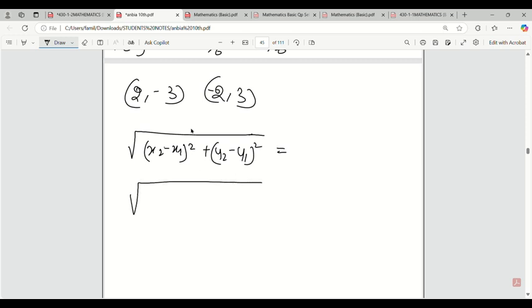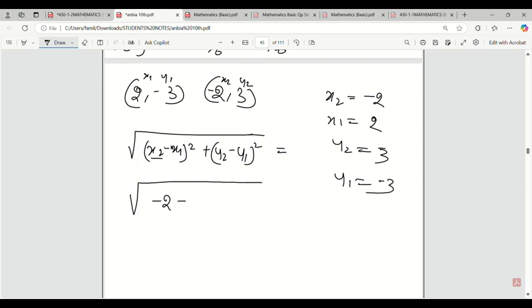So x2 minus x1, x1 y1 x2 y2. See, x2 is minus 2, I'll write it here. x2 is equal to minus 2, x1 is equal to 2, y2 is equal to 3, y1 is equal to minus 3. So x2 minus x1 whole square plus y2, 3, minus y1. What is y1? y1 is minus 3. Be careful with the signs. Okay, be careful while doing this, and extend the root.